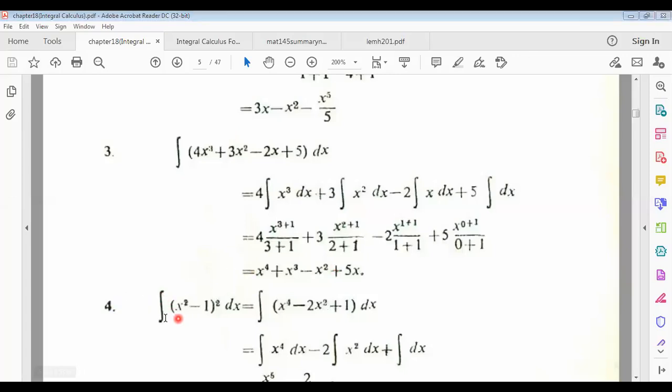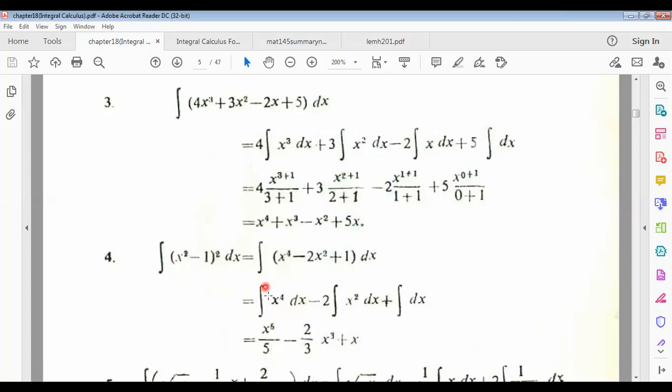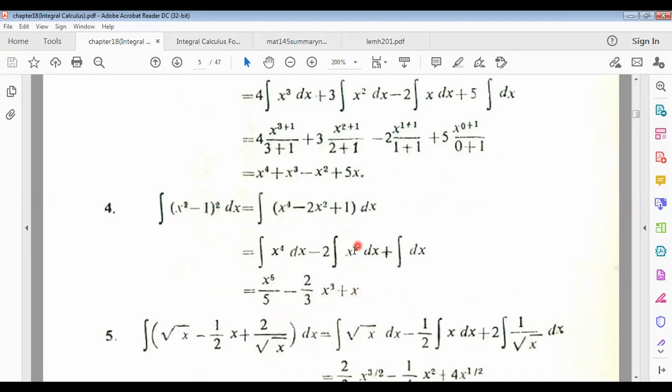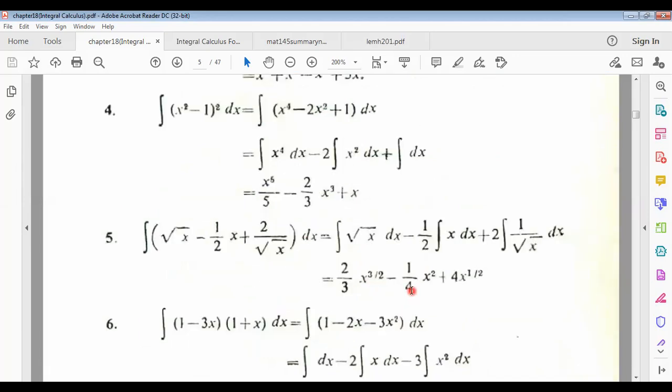Now number 4, integration of x square minus 1 whole square. The a minus b whole square formula is a square minus twice ab plus b square. Here a means x square, b means 1. So a minus b whole square will be x to the power 4 minus twice x square plus 1. Now using the sum rule: integration of x to the power 4, integration of twice x square, integration of 1. Integration of 1 is x, and x square integration will be x to the power 2 plus 1 divided by 2 plus 1. X to the power 4 integration will be x to the power 4 plus 1 divided by 4 plus 1. This will be the result.